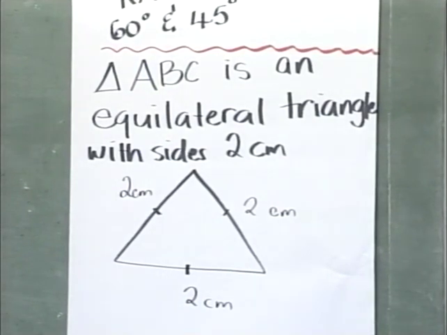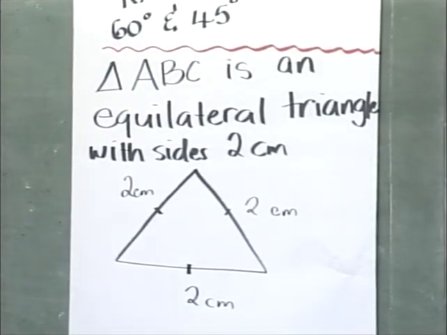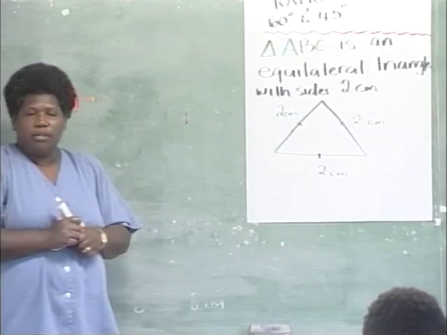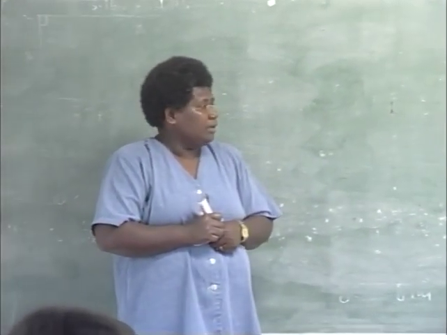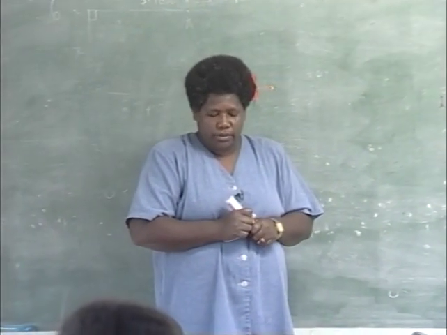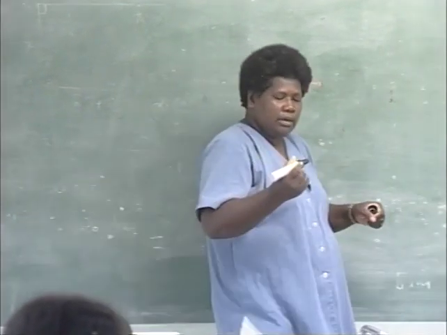You done? Okay, the next thing to do is to draw a perpendicular line. Sorry, in an equilateral triangle, we know that if the sides are equal, the angles are also equal, and each angle is 60 degrees.